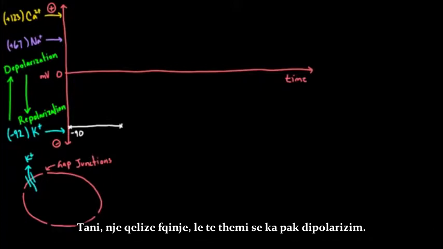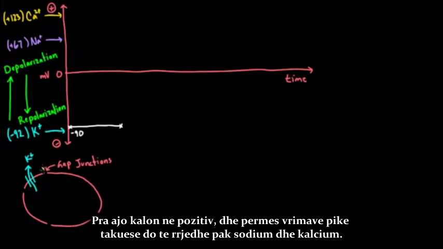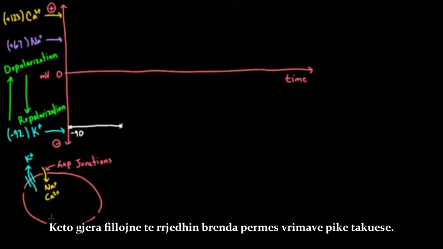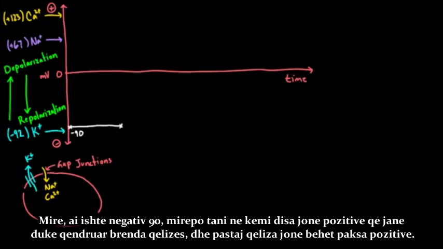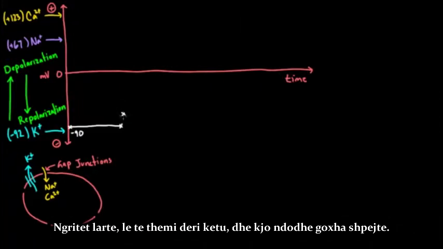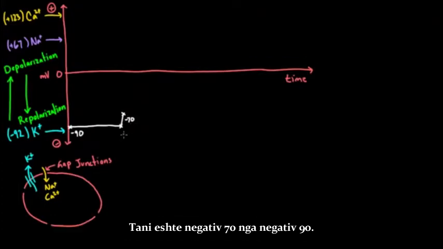Now, a neighboring cell, let's say now, has a little bit of a depolarization. So it goes positive, and through the gap junctions leaks a little bit of sodium and some calcium. So this stuff starts leaking through the gap junctions, right? Now, what will happen to our membrane potential? Well, it was negative 90, but now that we've got some positive ions sitting inside of our cell, it becomes a little bit more positive, right? So it goes up to, let's say, here. And it happens pretty quickly. So now it's at negative 70, up from negative 90.